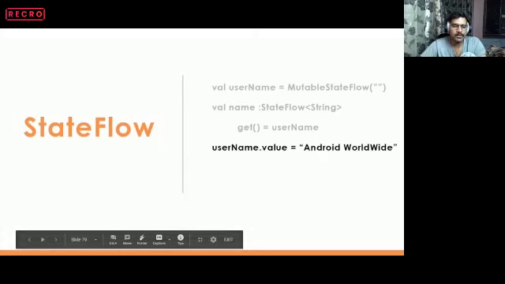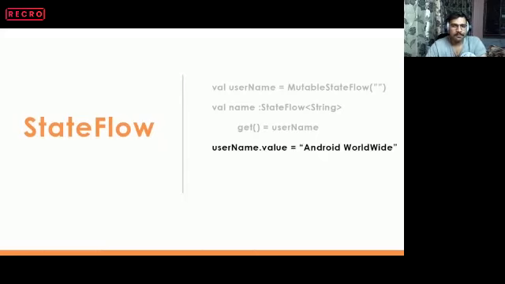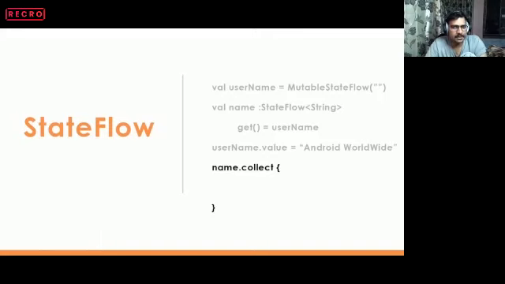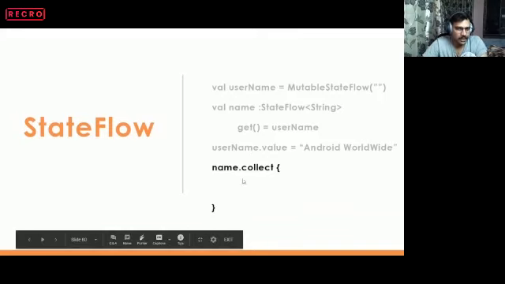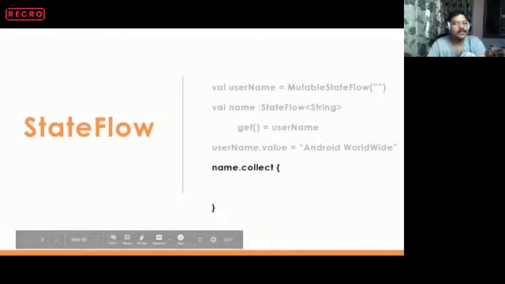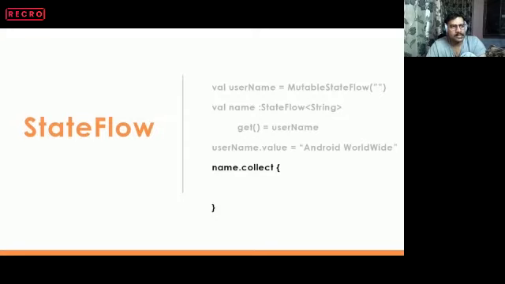Now, if we want to set a value, in live data we used to do username dot post value, or value is equal to something like that. I can here use username dot value in the mutable Stateflow and pass on the data. And in the view file, in the activity or the fragment, I can just use view model dot name and directly collect. If I collect that value, I would start getting that string. Here I've used Android worldwide, but you can use anything. So the consumer, like the activity or the fragment, gets the latest value which we have set inside our view file, right?